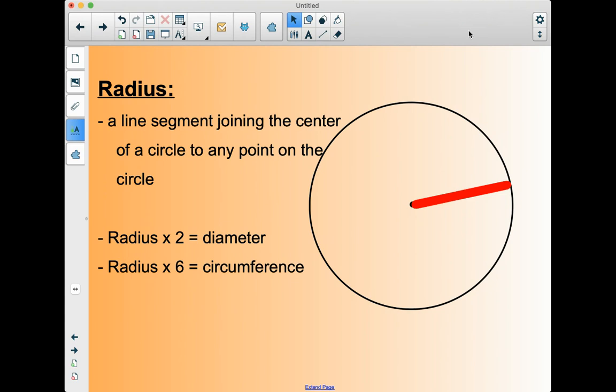The radius is a line segment joining the center of a circle to any point on the circle. You can find the diameter and circumference by doing radius times 2 for the diameter and radius times 6 for the circumference.